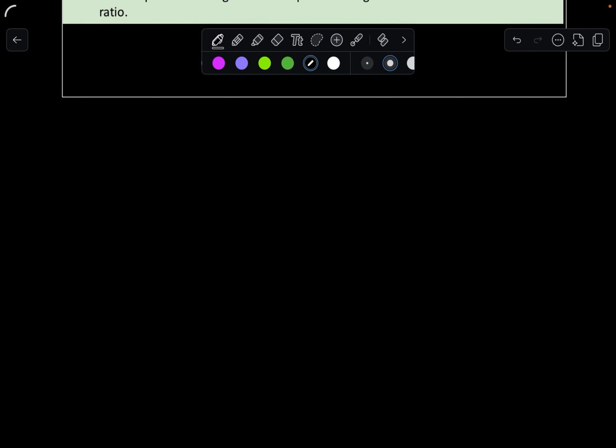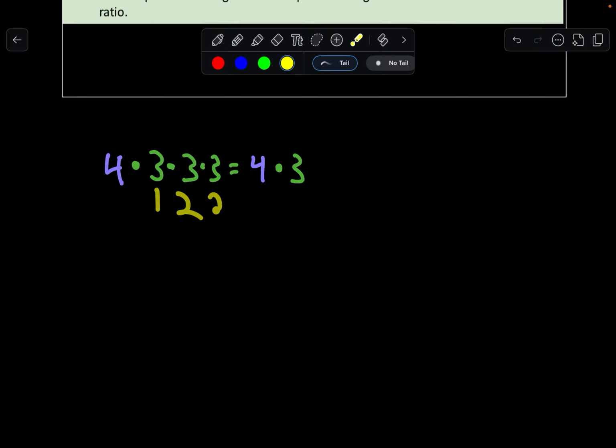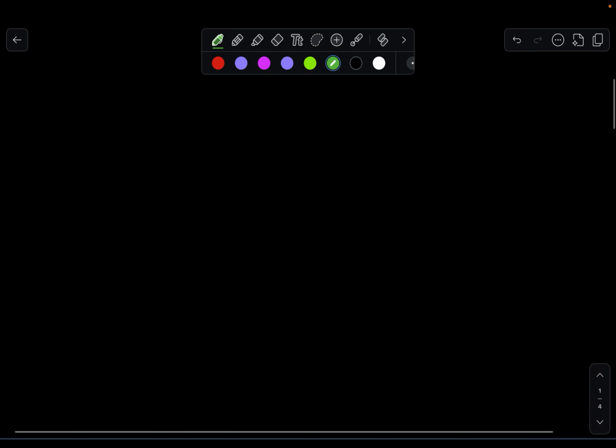All right, so it has to do with this. Let's say you had 4 times 3 times 3 times 3. You can write that as 4 times 3 to the third power. All right, so we could do it that way. And so there you go.